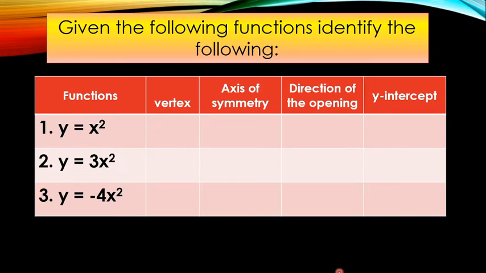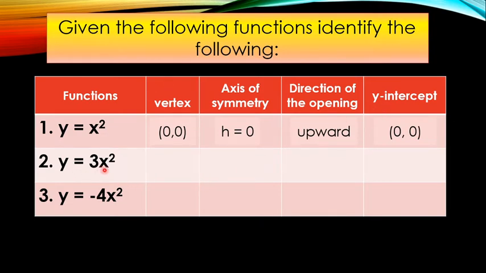Now, I will test you to see if you learned something from our graph of y equals ax squared. Based on your observation, for the function y equals x squared, can you give the vertex? We have 0, 0. The axis of symmetry is the value of h, that is 0. Since the value of a here is positive, the direction of the opening is upward. And the y-intercept is also 0, 0 because this is the only point where the graph passes through the y-axis.